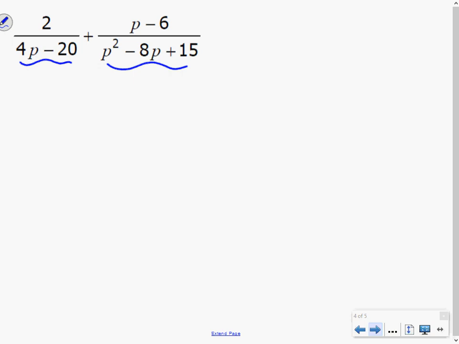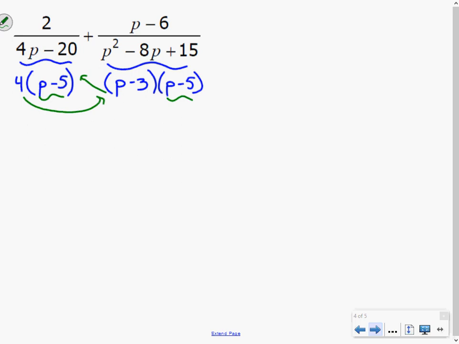So in the first one here, we can factor out a 4, which leaves us with a p minus 5. And then in the second expression, this would factor into p minus 3 times p minus 5. So they at least have something in common. They have this factor of p minus 5 in common. That means we need to multiply the expression on the left by the p minus 3 and the expression on the right by a 4. Okay, so our common denominator altogether is going to be 4 times p minus 5 times p minus 3. All of those things together will make up that common denominator.